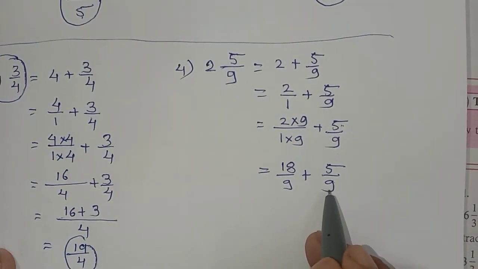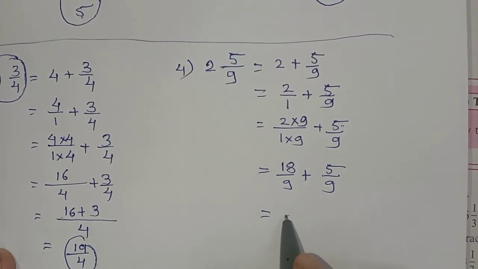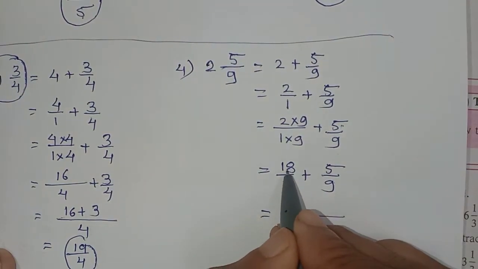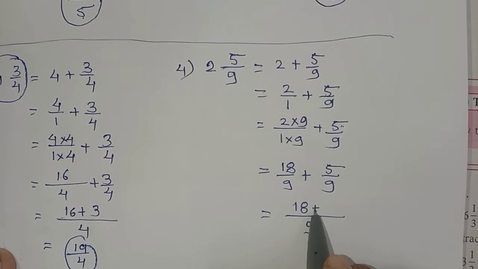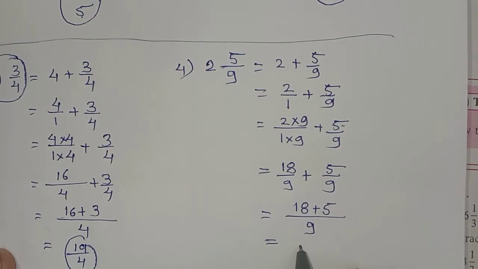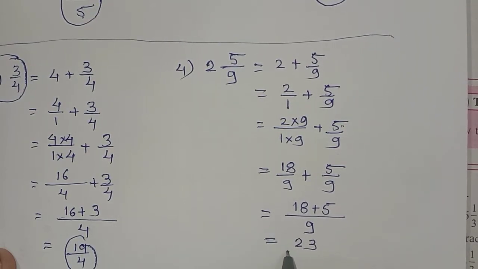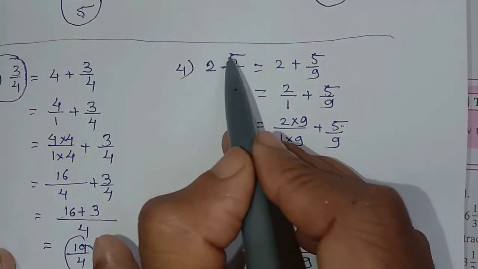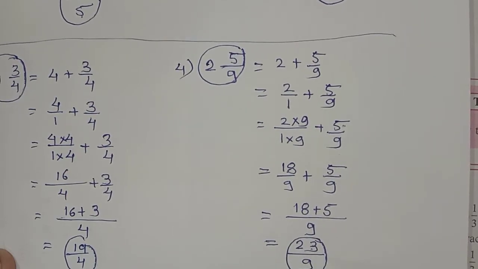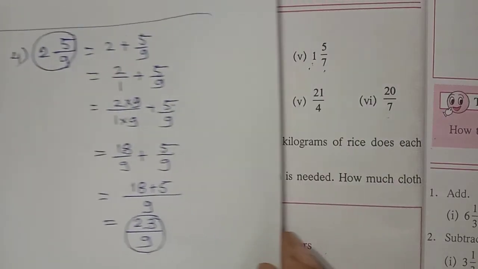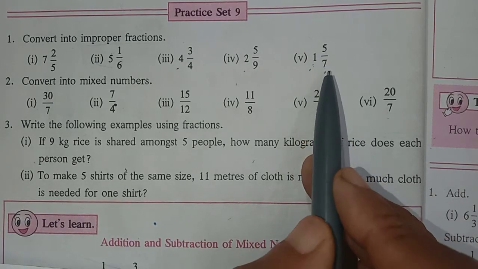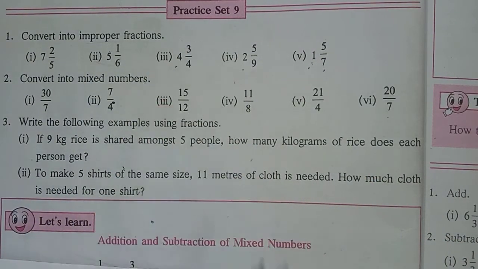Now these are like fractions, so we can add. Putting the denominator in the denominator, we can add 18 plus 5, which is equal to 18 and 5 makes 23 upon 9. So we have converted this mixed number into an improper fraction, 23 upon 9. In this way, we can also convert 1 integer 5 upon 7 into an improper fraction.